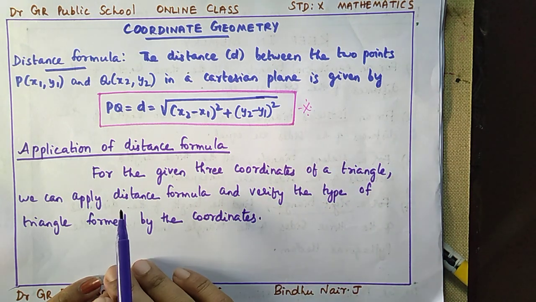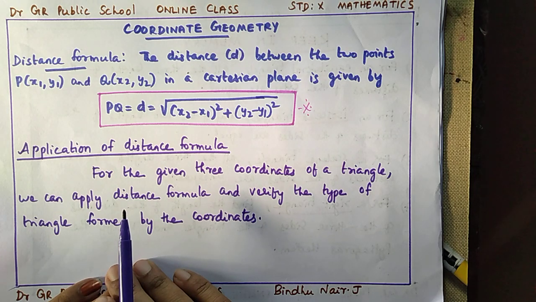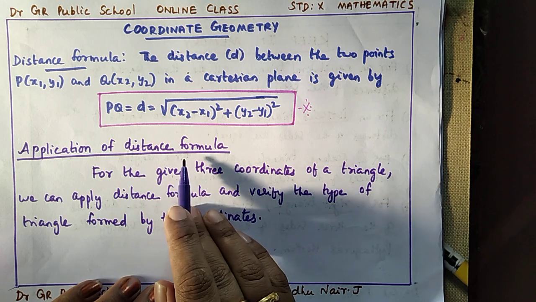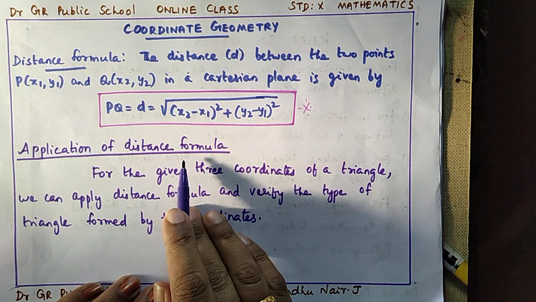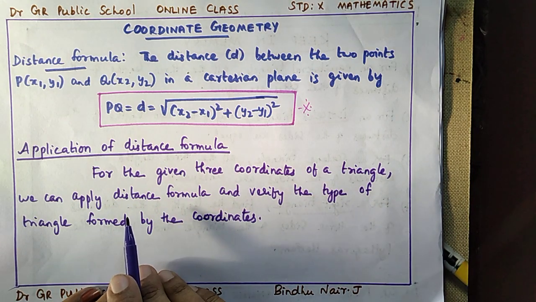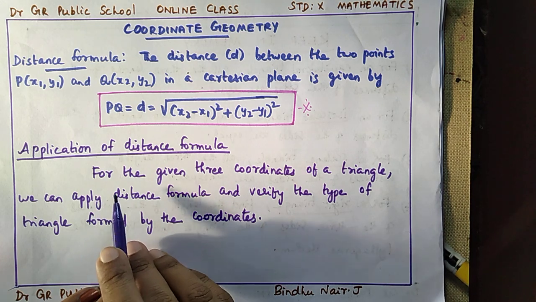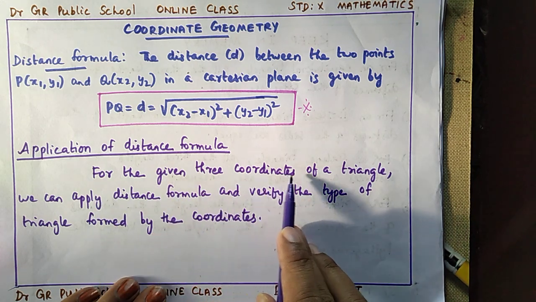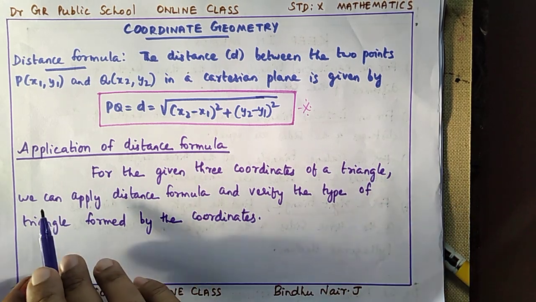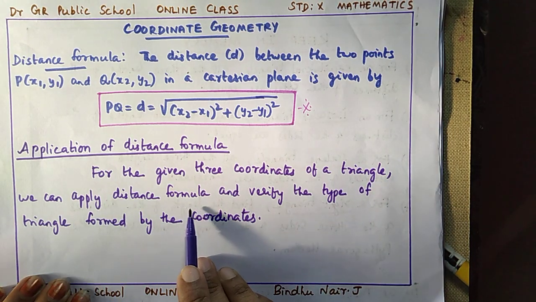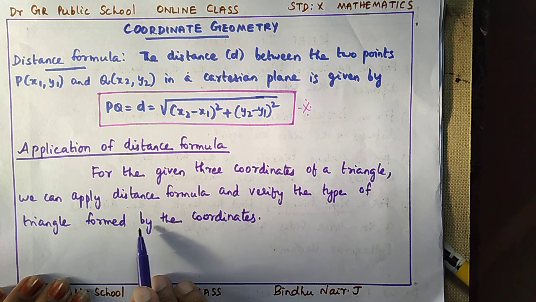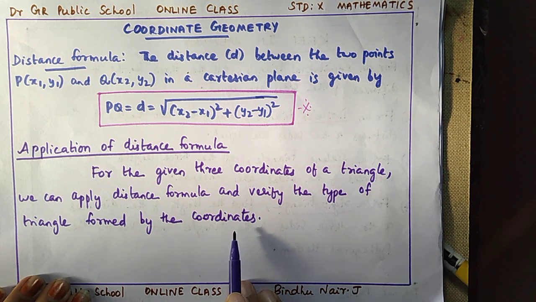So I think all of you understood very well how we need to find the distance between any two points in the previous classes. Today in this class we are going to see an application of the distance formula. That is, for the given three coordinates of a triangle, we can apply the distance formula and verify the type of triangle formed by the coordinates.